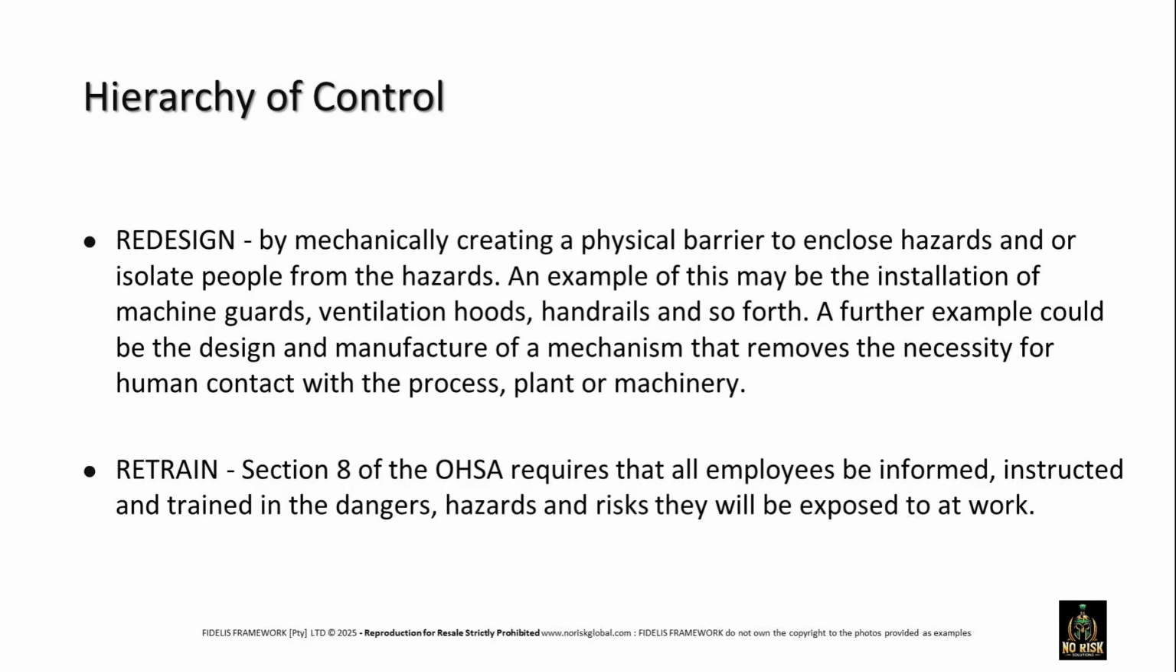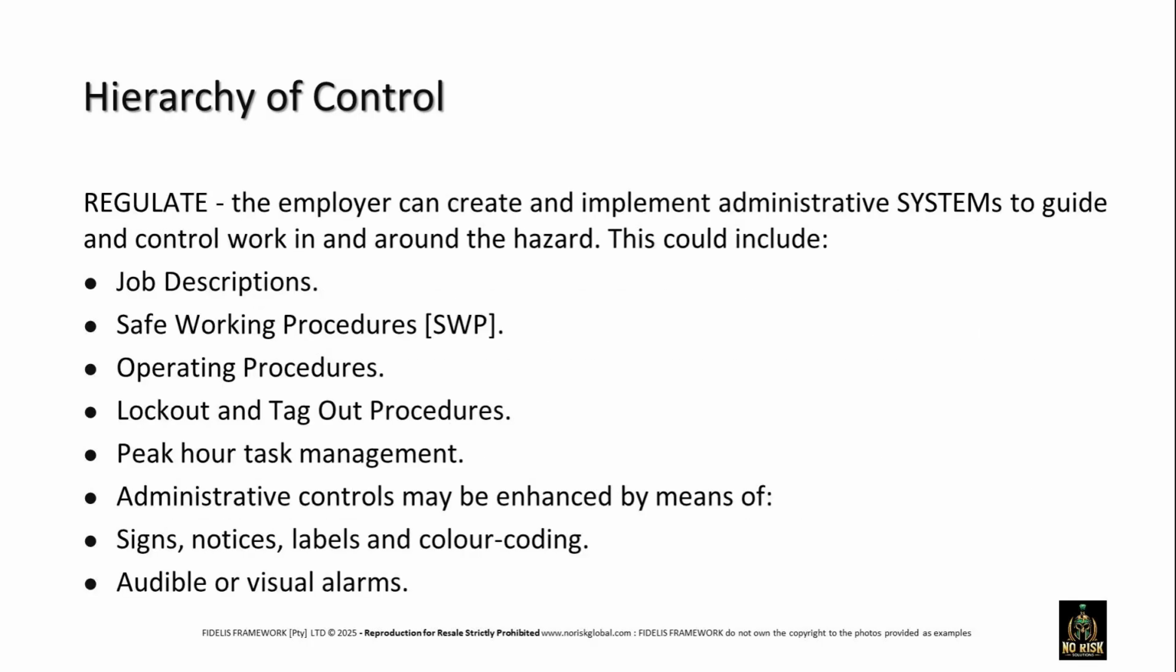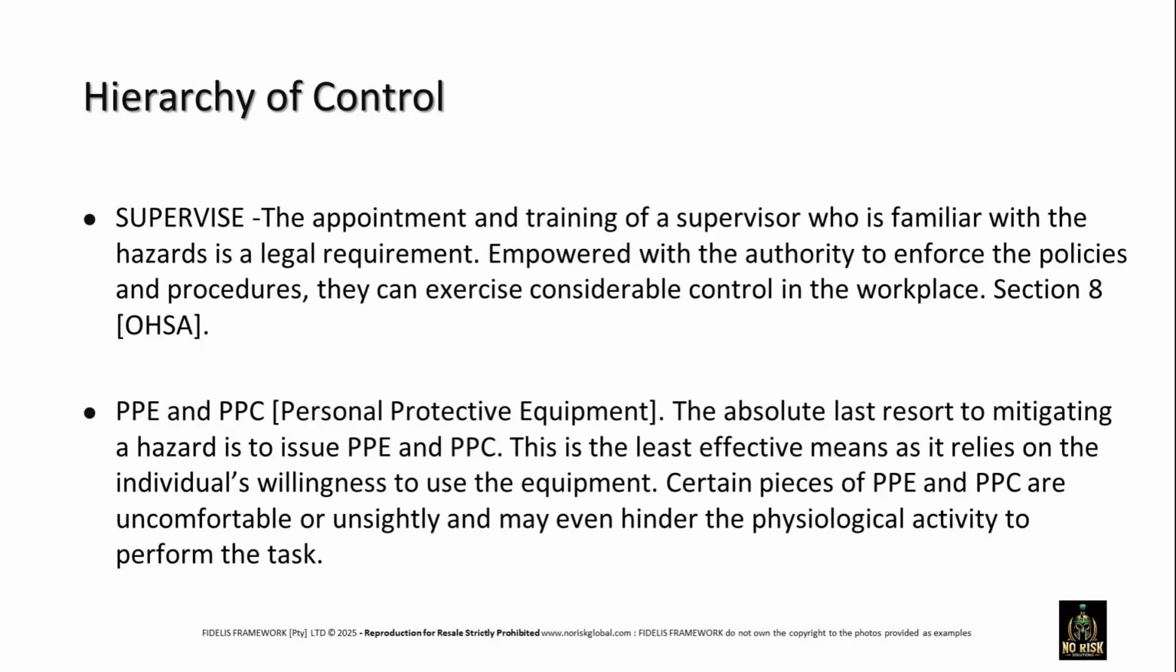Retraining ensures employees are informed and trained about potential risks and safety procedures. Regulation involves implementing systems to guide safe work practices, such as job descriptions and safe working procedures. These controls help manage and mitigate risks effectively. Supervision ensures that trained individuals enforce safety policies. Personal protective equipment, PPE, is the last line of defense, used when other controls are insufficient to mitigate risks.